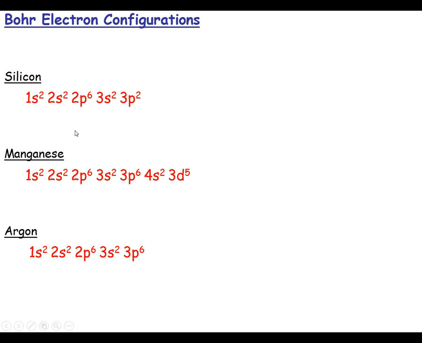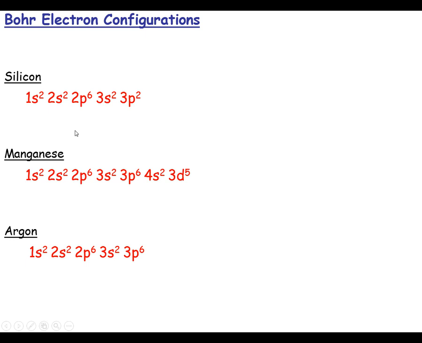Now that we know how to draw the sub-level electron configuration like we did in the previous flip lesson, with these three examples, silicon, manganese, and argon, I'm now going to show you how to write what's called the Bohr electron configuration. Now, this might seem like a little bit of a throwback to middle school, and it is.